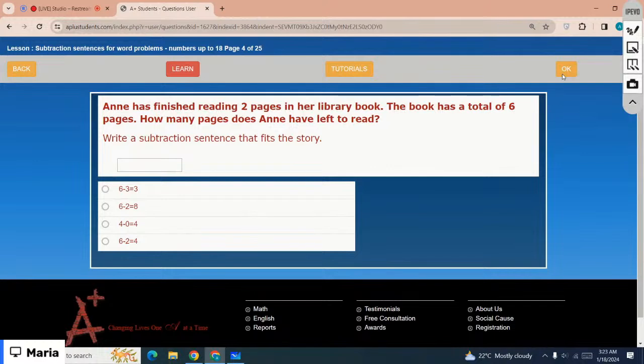Anne has finished reading 2 pages in a library book. The book has a total of 6 pages. How many pages does Anne have left to read? So, which is the correct option?